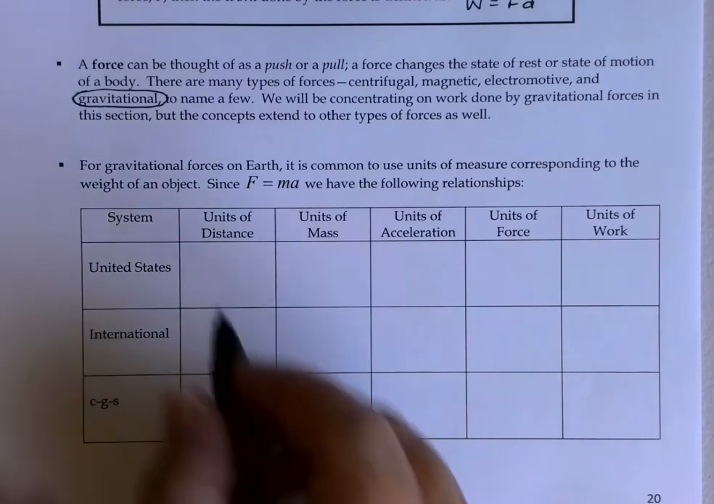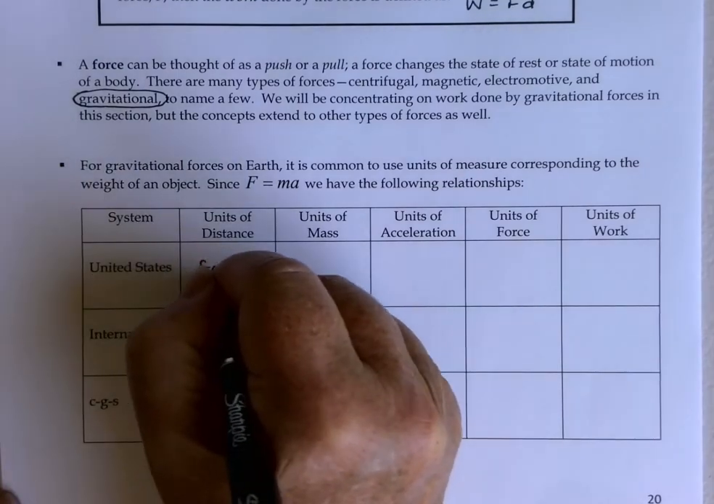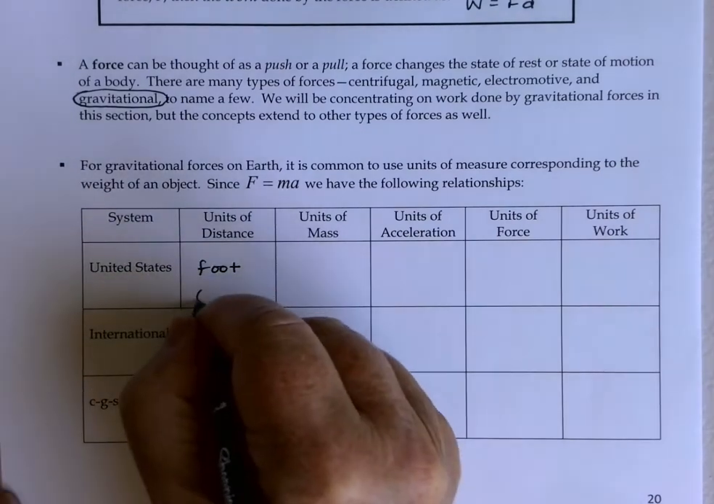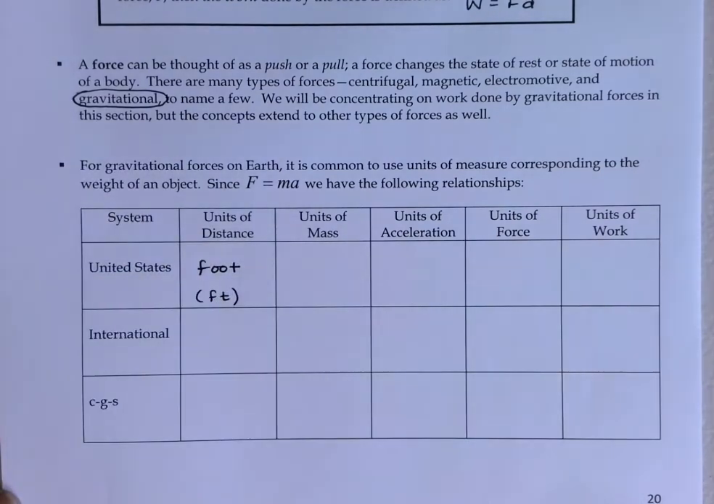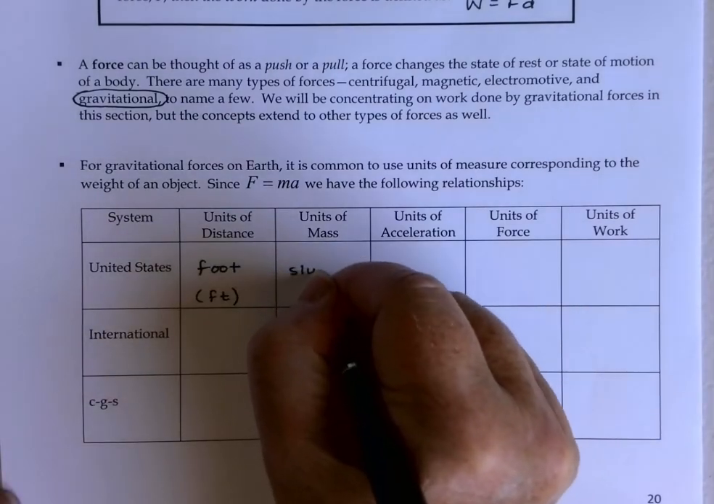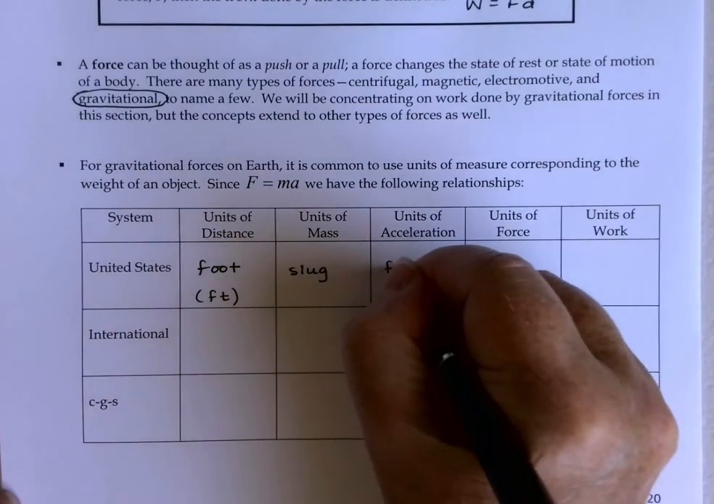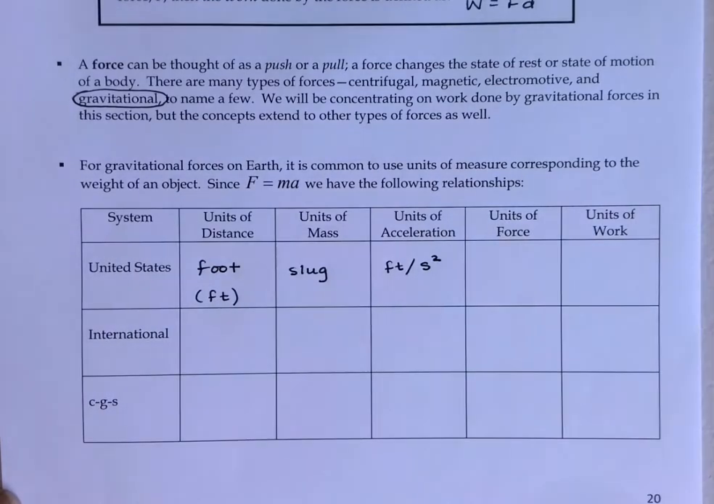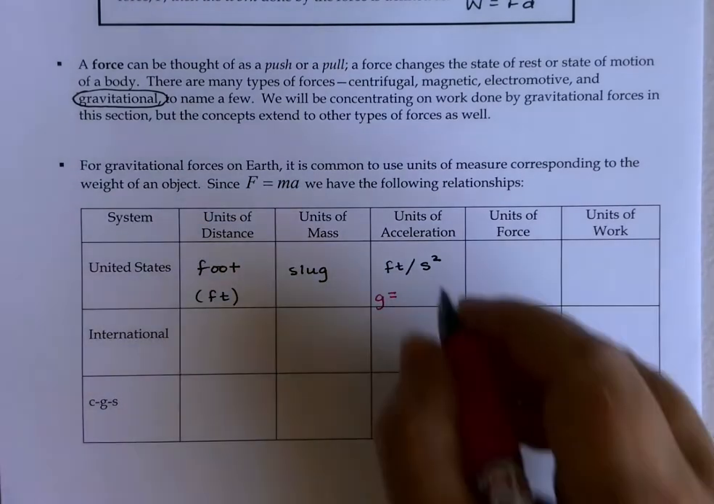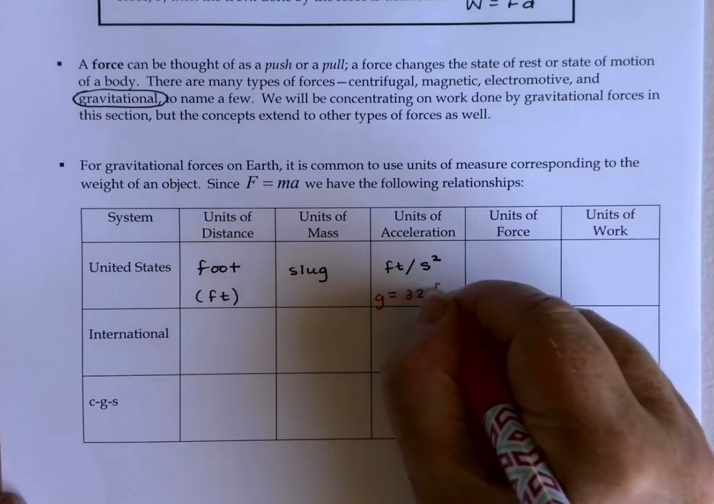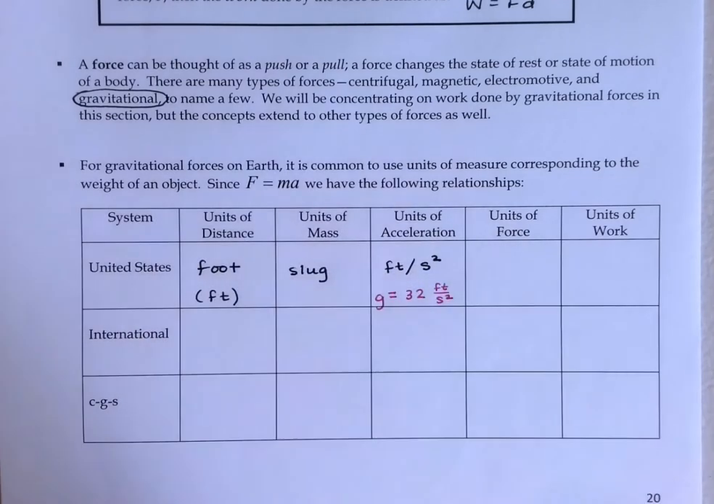In this country, our standard unit of distance is the foot, abbreviated, of course, ft. Our unit of mass, which we don't talk about very often, is actually called the slug. And the units of acceleration would be feet per second squared. Note, by the way, that the gravitational acceleration constant, which we usually call g, the acceleration due to gravity on a falling body, is 32 feet per second squared.